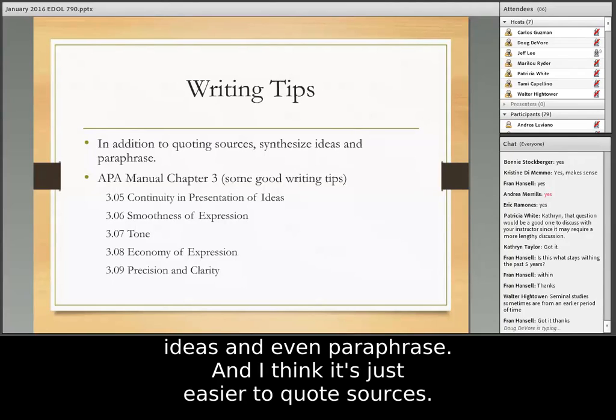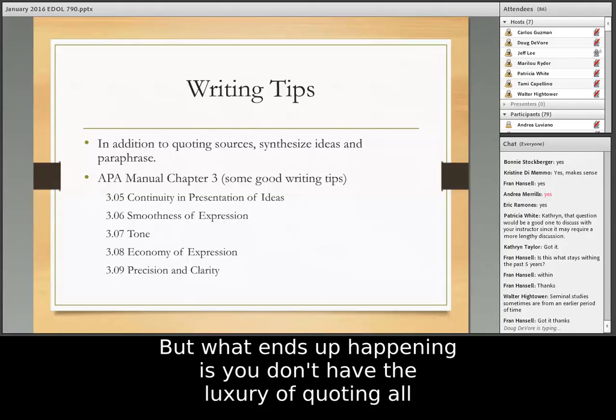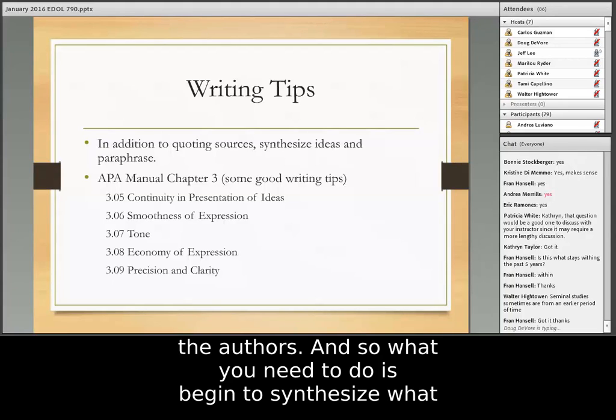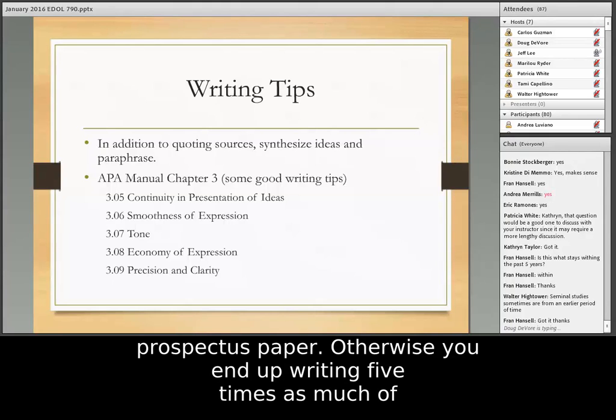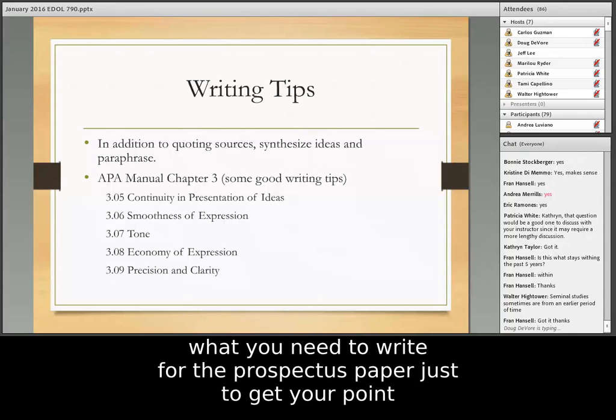And I think it's just easier to quote sources, but what ends up happening is you don't have the luxury of quoting all the authors, and so what you need to do is begin to synthesize what they say in a condensed kind of a way, especially for a paper like a prospectus paper. Otherwise, you end up writing 5 times as much as what you need to write for the prospectus paper just to get your point across.